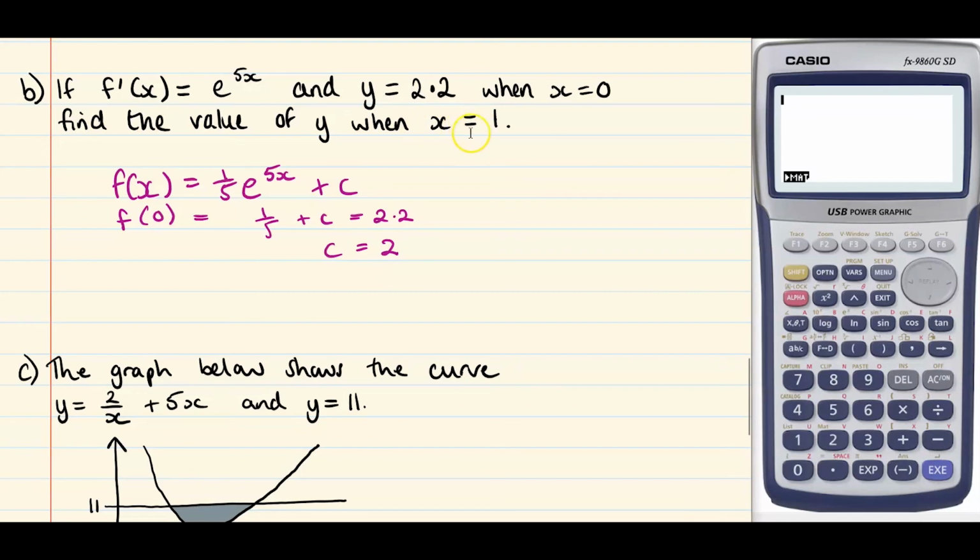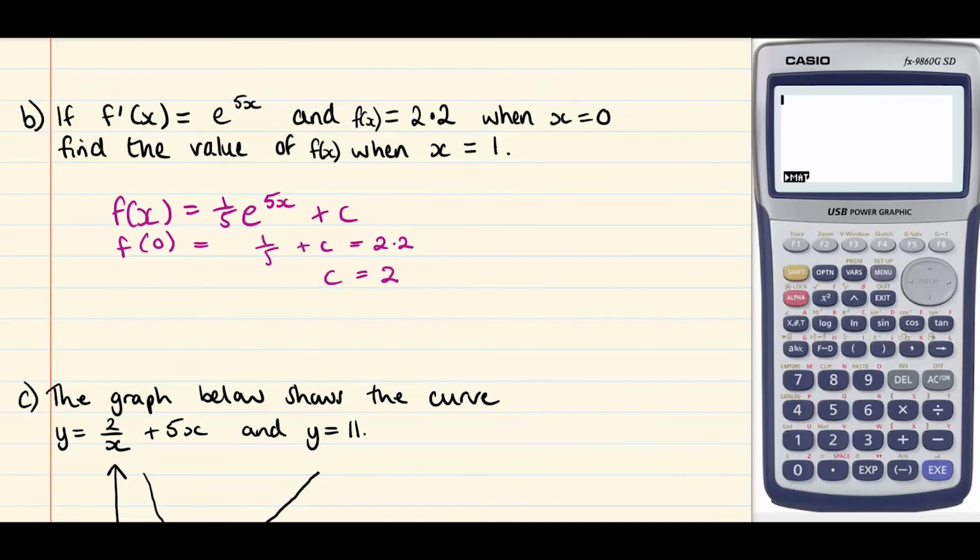We now need to work out the value of that function when x is 1. And I just realized I switched my notation there. I shouldn't have said y. I should have actually put that as f of x. Okay, so then f of 1 will be 1/5 e to the 5 times 1 plus 2, comes to 31.7.